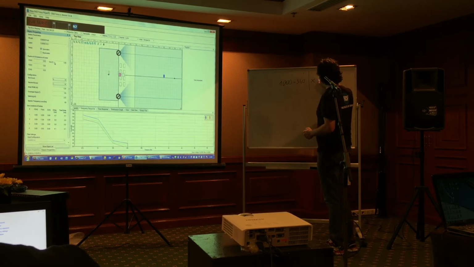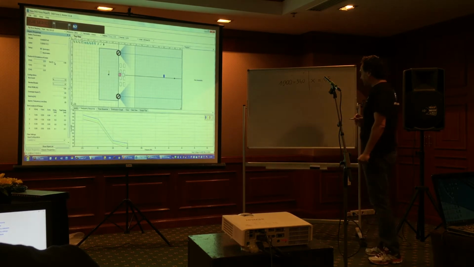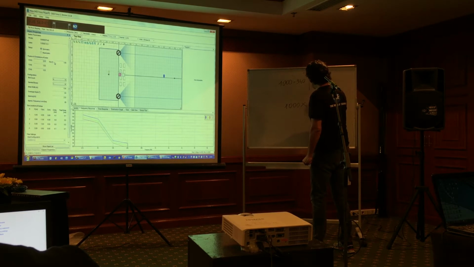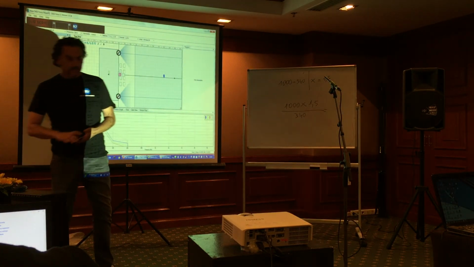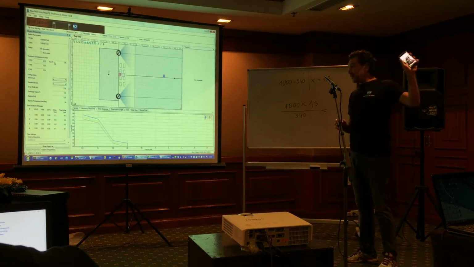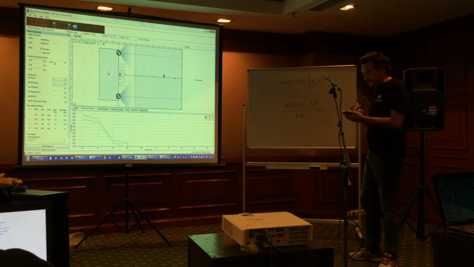My delay is equal to 1.5 meters. It means that I must do 1 per 1.5 divided by 3.4. That is equal to 1,000 milliseconds times 1.5 meters divided by 340, the speed of sound. There are a lot of apps for smartphones that do this automatically, so it is very easy.